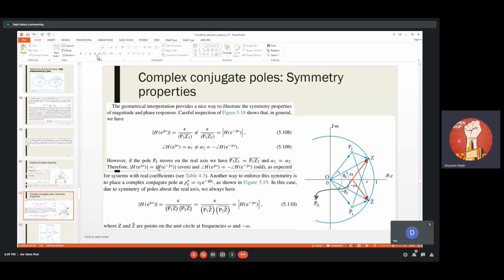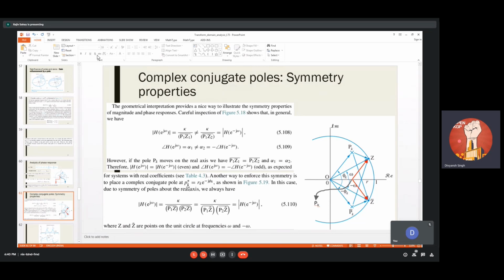So you have proven that for a real pole, you are getting this kind of magnitude response, which is an even function of omega, and a phase response, which is an odd function of omega. So that's what we have now shown. So this is for real poles. Now for complex conjugate poles, this is also valid.